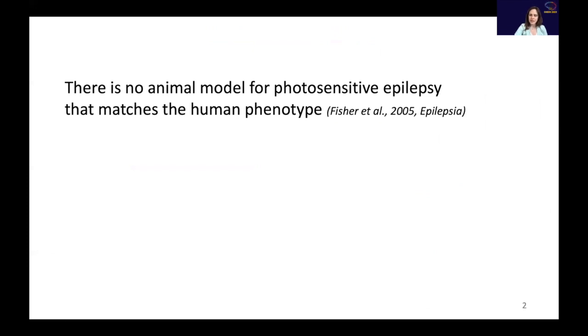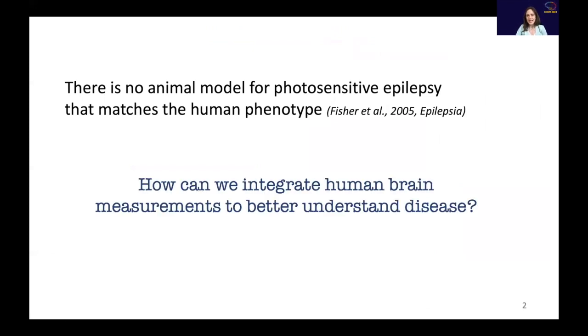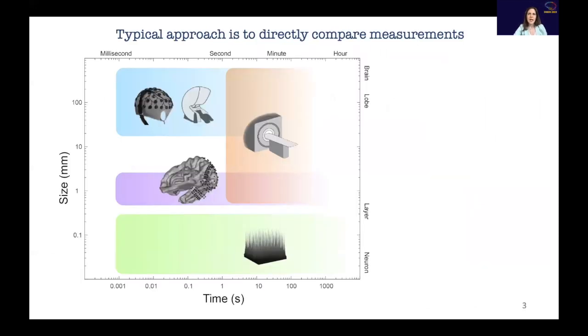So what my lab is working on is to understand how we can integrate human brain measurements to better understand diseases like this. And our typical approach is to directly compare measurements, because we think about these measurements in terms of their temporal resolution, as you can see here on the x-axis, and in terms of their spatial resolution, as you can see on the y-axis. And for example, the EEG and MEG have an excellent temporal resolution on the order of milliseconds, but only have a spatial resolution on the order of centimeters.